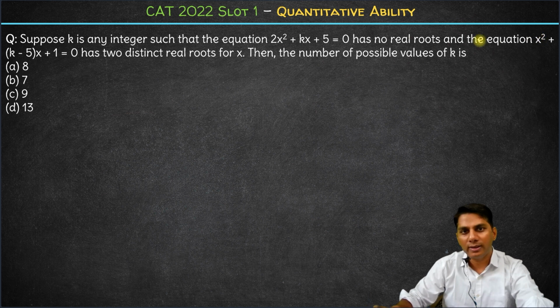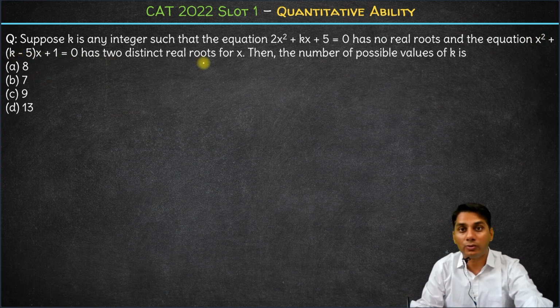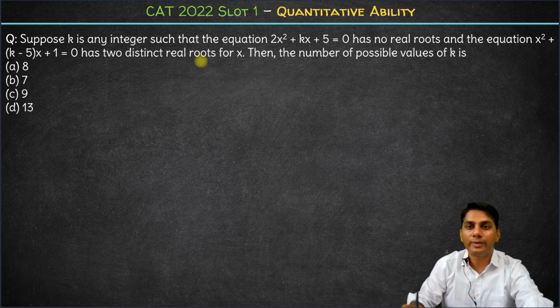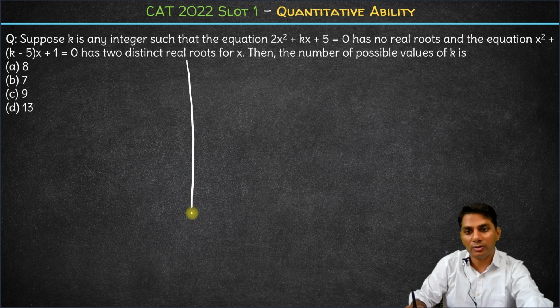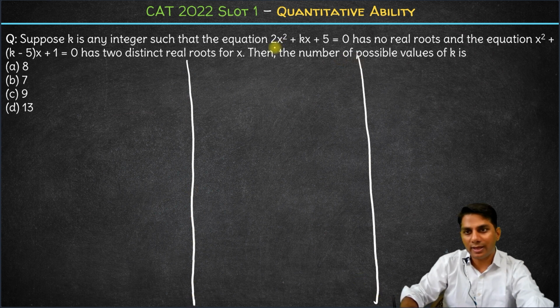And for the other quadratic, x square plus (k minus 5)x plus 1, this has distinct real roots. So what is the condition for distinct real roots? The discriminant should be greater than 0. So these are the two conditions that we need to apply over here. Okay, so let's start with this.